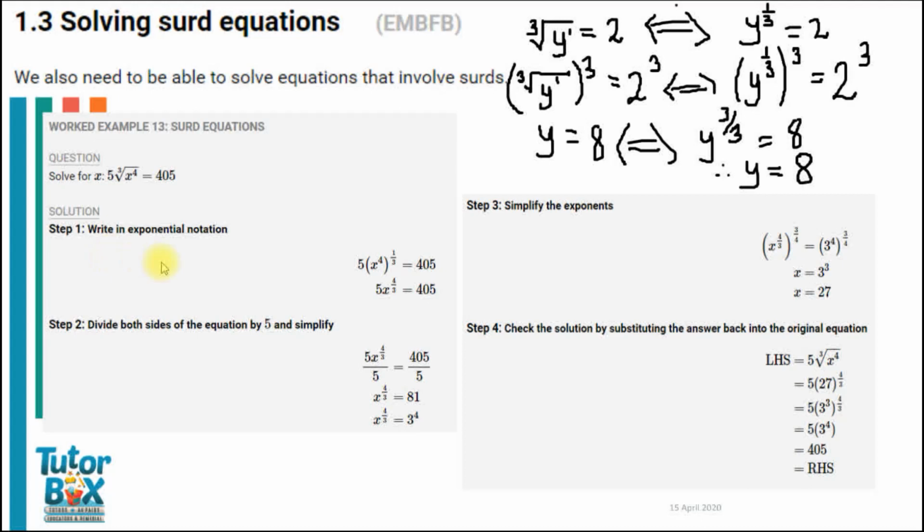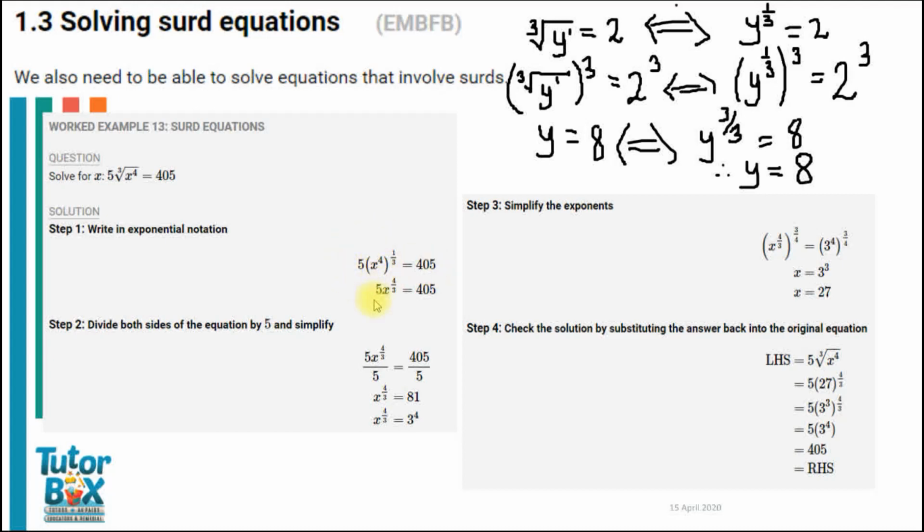Okay, so step 1, write in exponential notation to make life easier. So we have 5 times x raised to the power 4, and all this raised to the power of a third is equal to 405. Remember guys, we are changing from this to this because of that law that we learned, the one that says that the nth root of a is equal to a raised to the power of 1 over n. In this case, our a is x raised to the power 4, and our n is 3, so it'll be 1 over 3. Okay, so this is equal to 405.